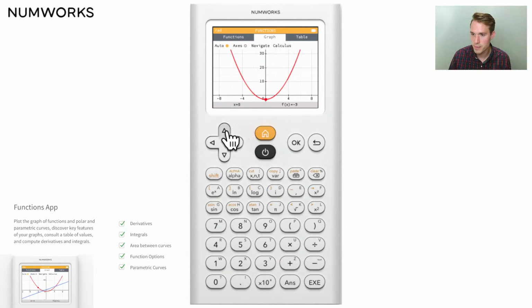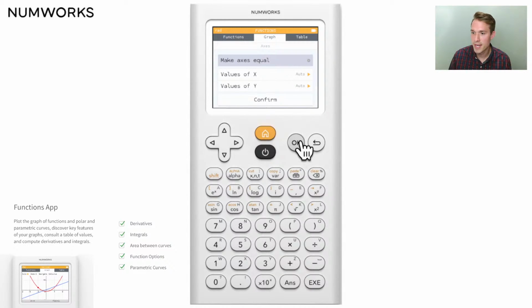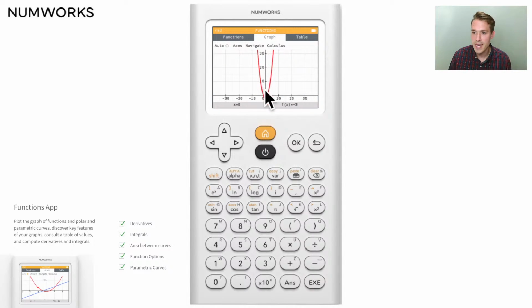So let's watch what happens. If I go up and over and open that, and I'm going to click OK to make those axes equal. And the vertical axis has not changed. The horizontal axis, though, has zoomed out. So now we're going from about -40 to 40. And if we look, we have a scale that is the same here. So we've got a nice square where 1 to the right is 10, 1 up is 10. So now my axes are equal.